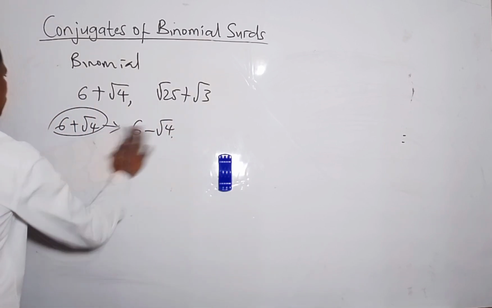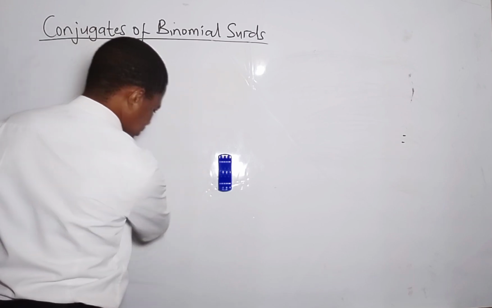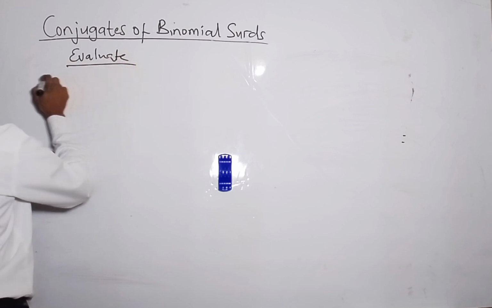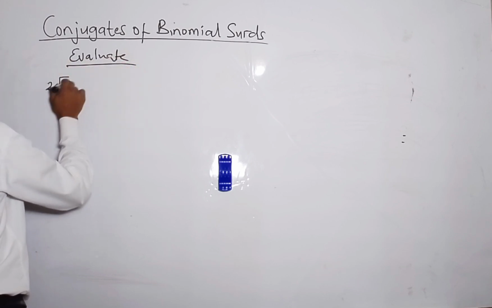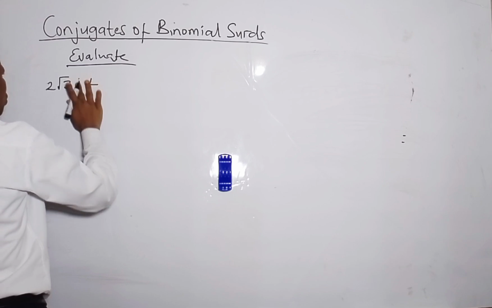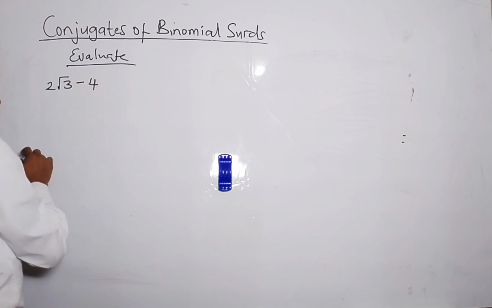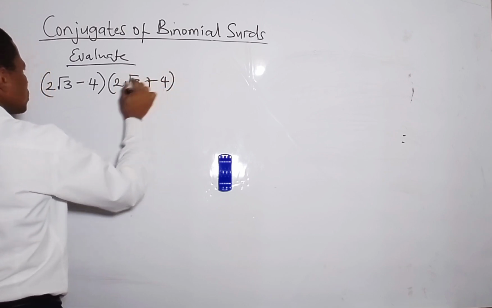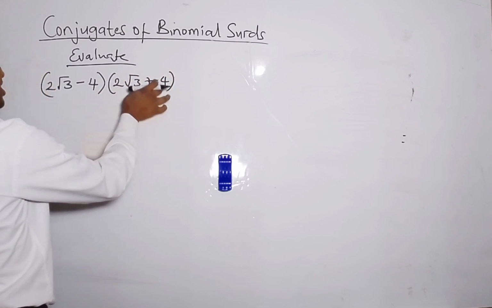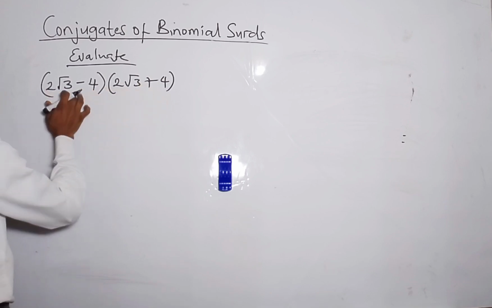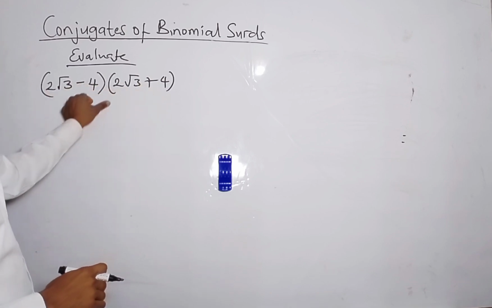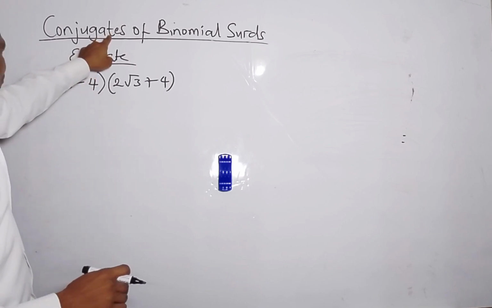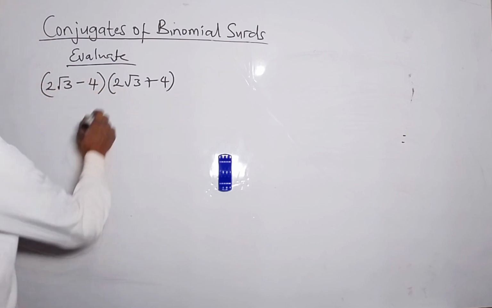Let's look at some examples here. Evaluate: we have something like 2 root 3 minus 4, 2 root 3 plus 4. This is a binomial surd. This is a binomial surd. This surd is a conjugate of this. Now, the ultimate result we will get here is a difference of two squares, because when we have conjugate surds, the answer is always a difference of two squares.